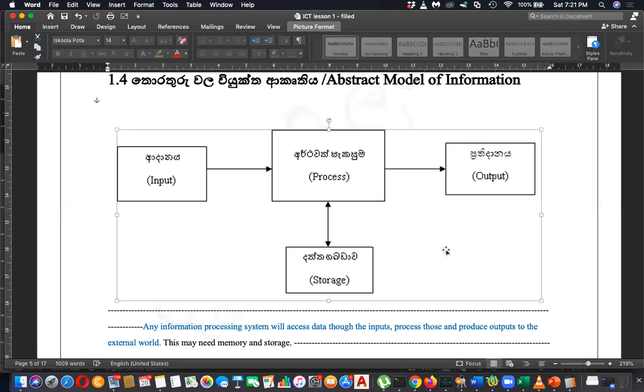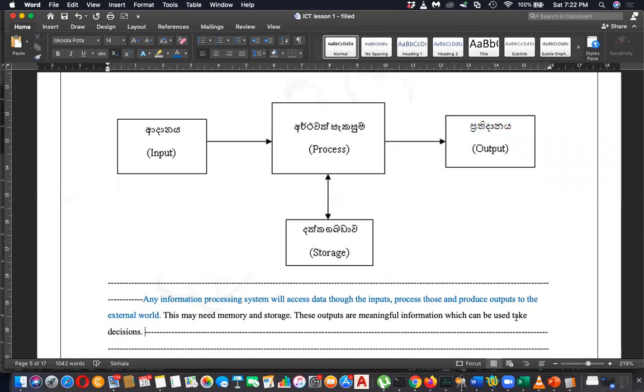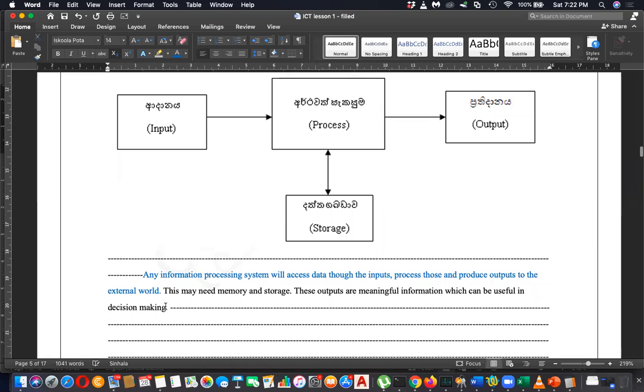These outputs are information and useful in decision making. You can write that as well. These outputs are meaningful information which can be used to take decisions, or which can be useful in decision making. That is called abstract model of information.